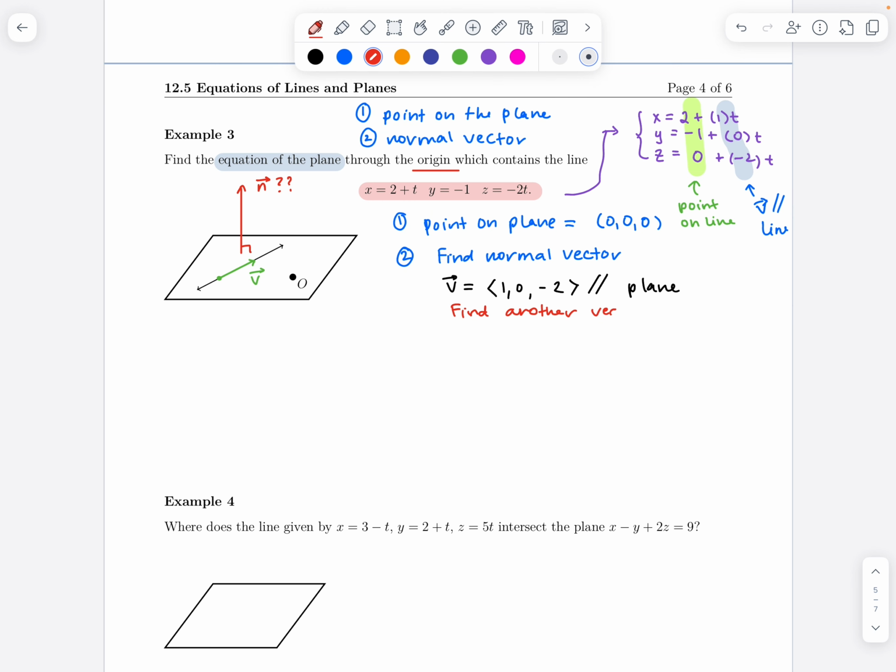or another vector that is parallel to the plane, and then cross. So we would find our normal vector n that we're looking for by crossing them, or crossing it with v.